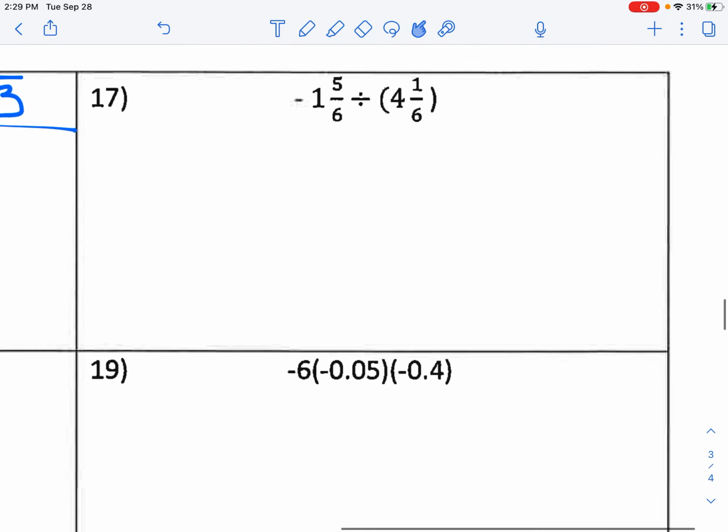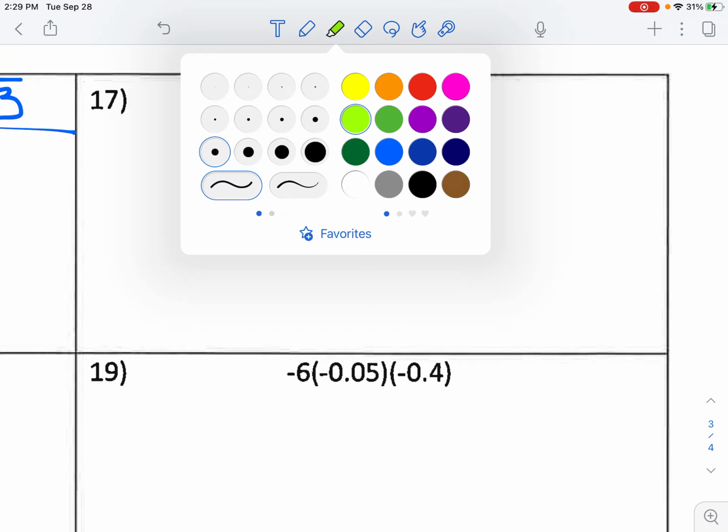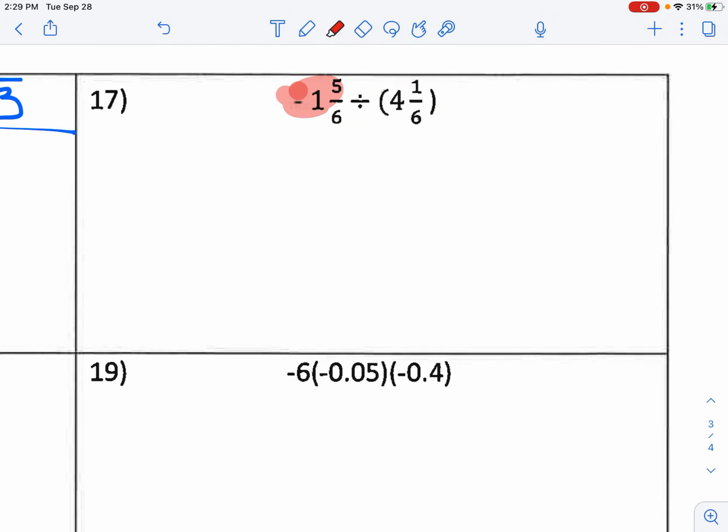Negative mixed number divided by a positive mixed number. Remember, you're more than welcome to use highlighters on your test if that helps you. We've got a negative divided by a positive number, and we know that's going to be a negative answer. So you can go ahead and put that in your answer box so you don't forget when you're finished with your math. All right, so 1 times 6 is 6, plus 5 is 11. So that's 11 sixths. 4 times 6 is 24, plus 1 is 25.